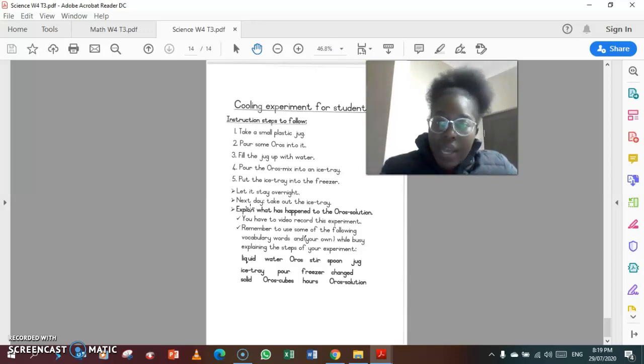Then you put the solution, the mixture, in an ice tray. Ask an adult to help you. You'll put it in an ice tray and put that in your freezer, not in the fridge, not the top part, the freezing compartment. You'll let it stay overnight. Then the next day, which will be Saturday, you take the ice tray out and you tell me what has happened to the oral solution. You'll leave it outside and then you tell me what has happened.